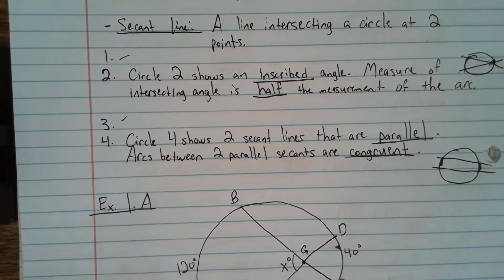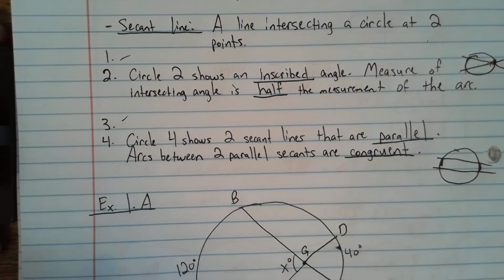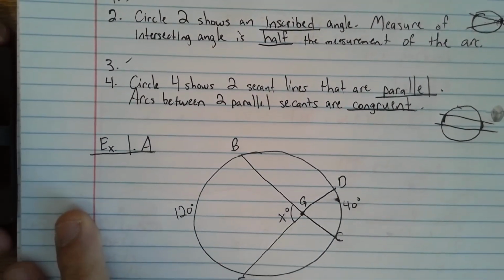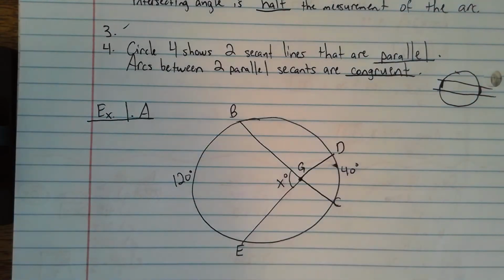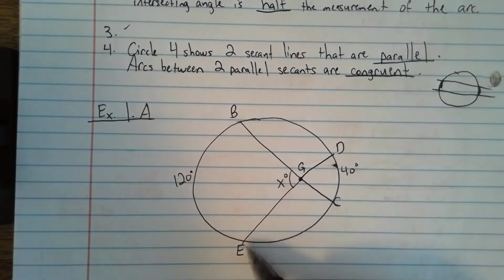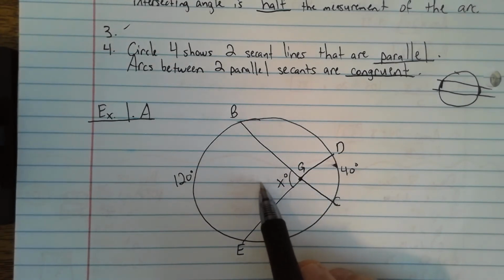Okay, let's take a look at a couple of examples to see how we solve for unknown angles, like we have in circle 1. And again, you have to be looking on your notes to know what circle 1 looks like. So let's look at example 1A here. We have the circle, and then we have these 2 secant lines. G, you can tell, this is not the center of the circle. The center of the circle will be somewhere closer to here.